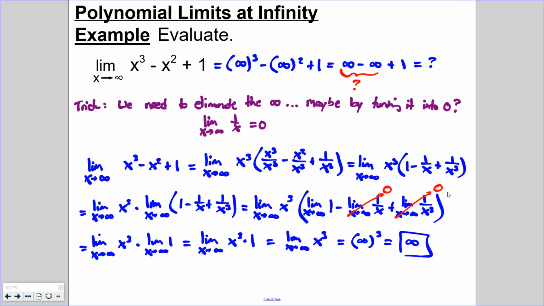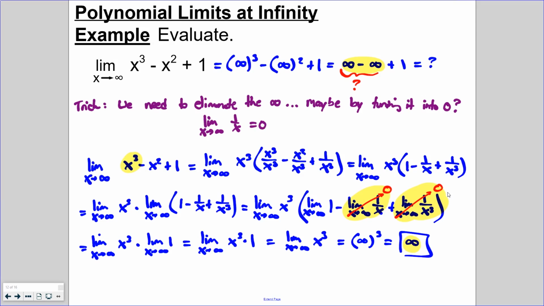By being able to factor out the term with the highest degree, in this case the x cubed, we were able to turn a bunch of our terms into fractions. That eventually led us to take the limit of those terms and make them equal to 0, which got them out of the problem. We avoided the infinity minus infinity case, and we're able to find the end behavior here.